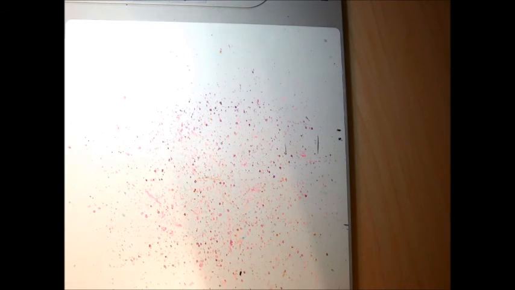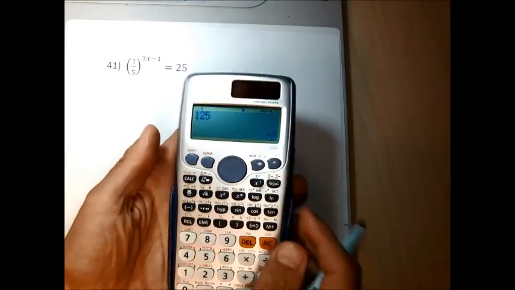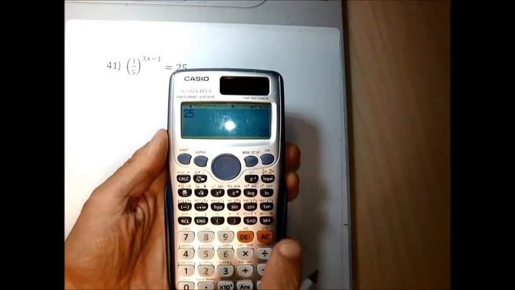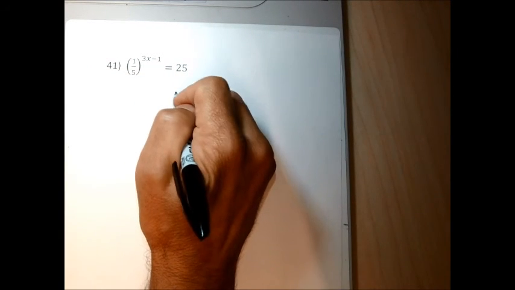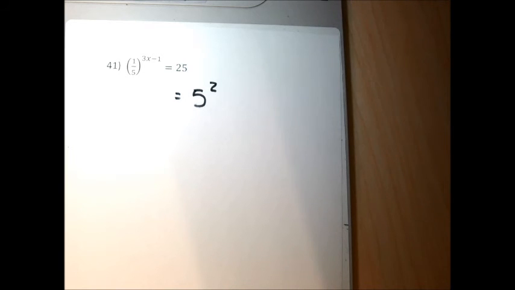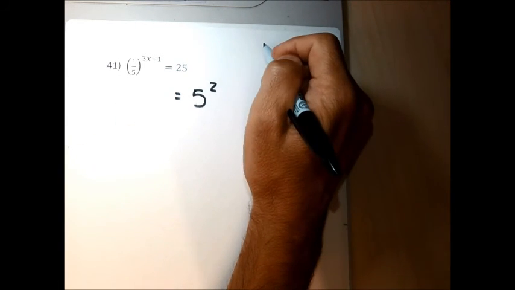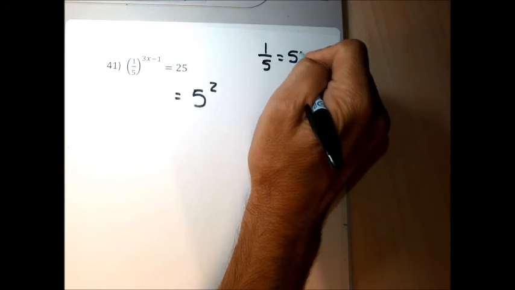2 more. 25 is easy to do a prime factoring for. If I do 25 equals and do shift quotes, you get 25 is 5 squared. So I can write the right side with a base of 5. To get the left side with a base of 5, I have to know that 1/5 is equal to 5 to the negative 1 power.